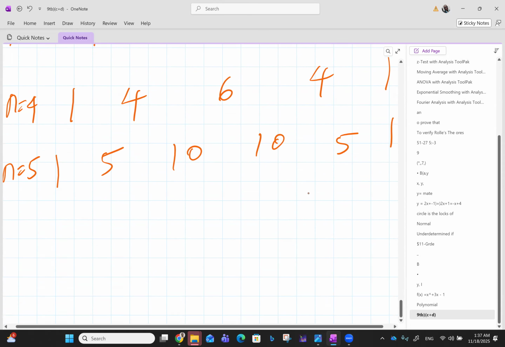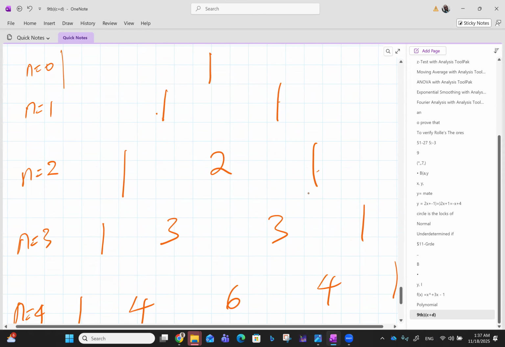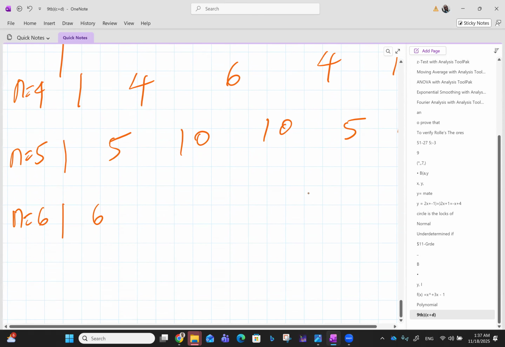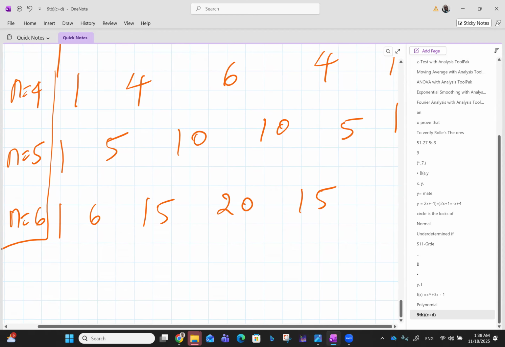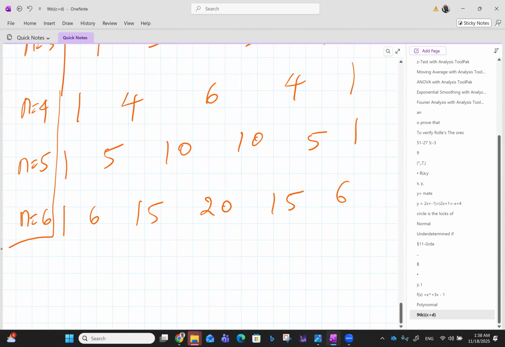Let me try and do 6. For n equals 6, what happens? 1, 1 plus 5 is 6. The second term is usually what the power is, right? I want to mark this out to avoid it overlapping. So 1 plus 5 is 6, 5 plus 10 is 15, 10 plus 10 is 20, 10 plus 5 is 15 again. I need to shrink this a bit to accommodate 5 plus 1 is 6, and then we have 1 dropping off that way.